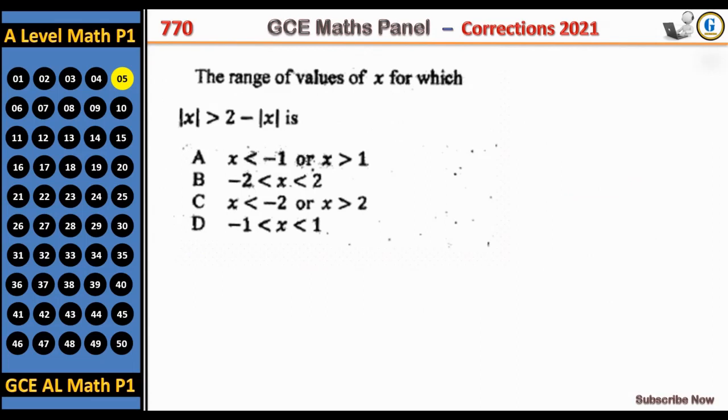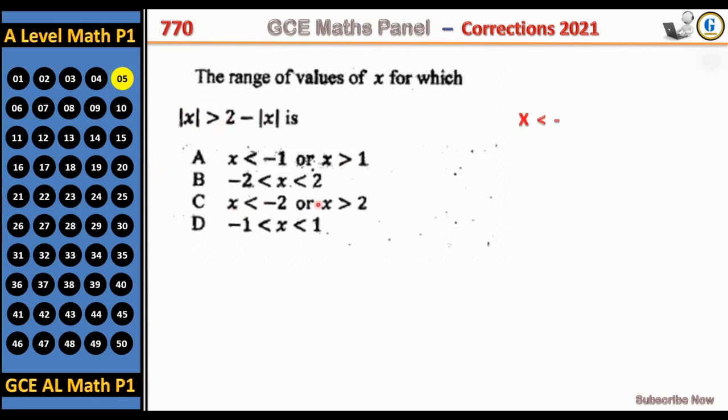Question 5. The range of values of x for which absolute value of x is greater than 2 minus absolute value of x is. We have so many lessons on the blog on this particular absolute value equations for advanced level. These are the first lessons of the first chapter. With an equation like this, you see that these are like terms. So we can bring these like terms together.